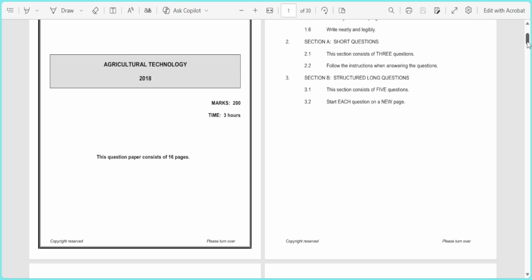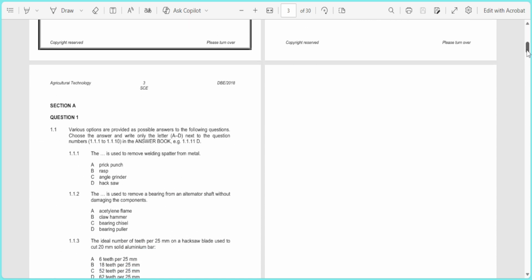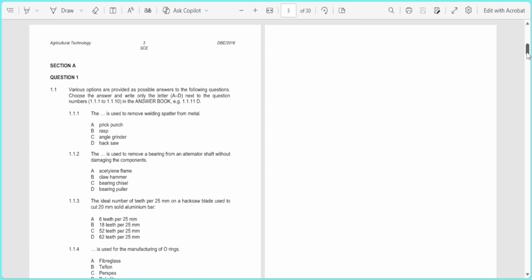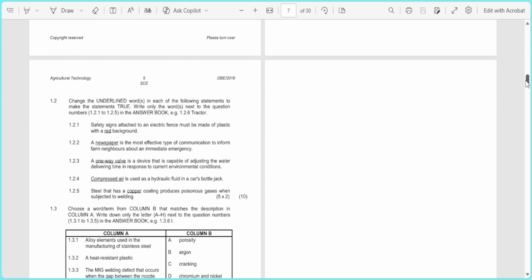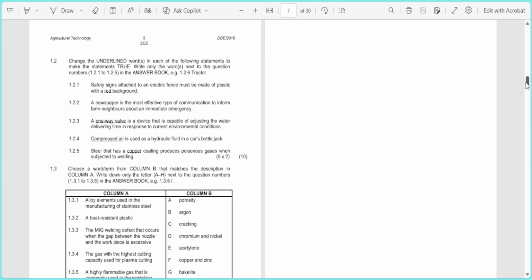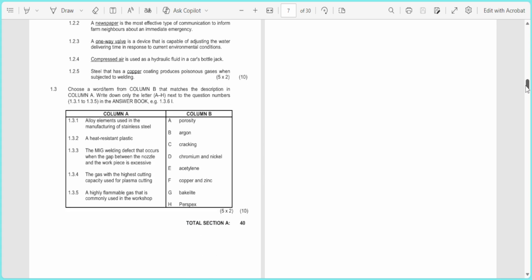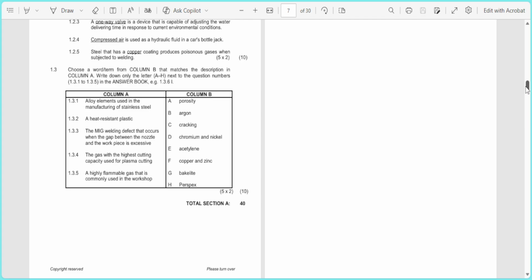Okay, so let's go over the first question. Section A, question 1. For 1.1, it's a multiple choice question. Let's check out 1.2. In 1.2, we are given underlined words, and we need to make the statements true. And then the last question in question 1, we have column A and column B, and we just need to match them.